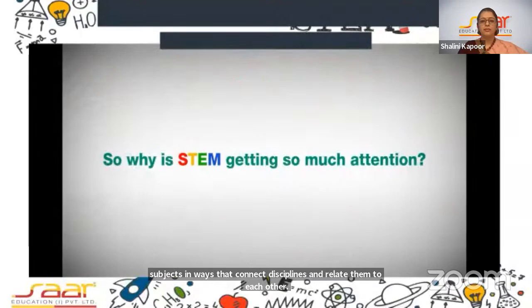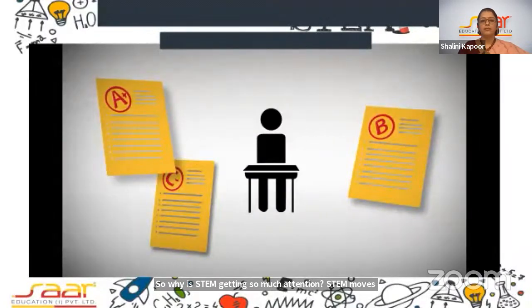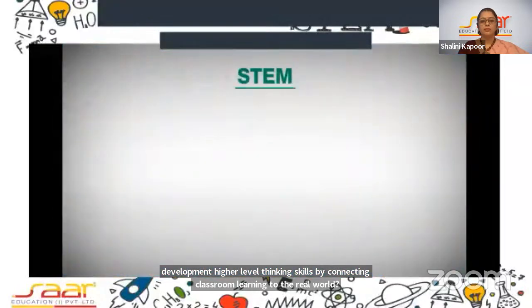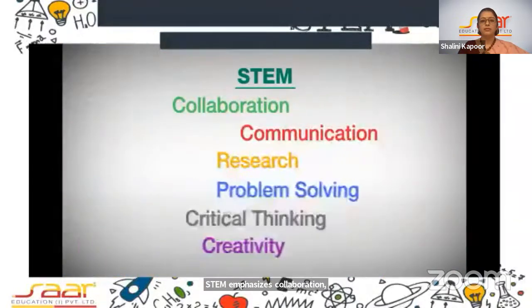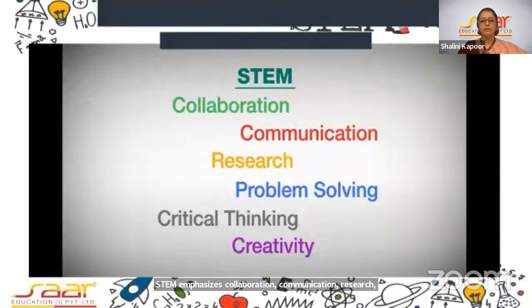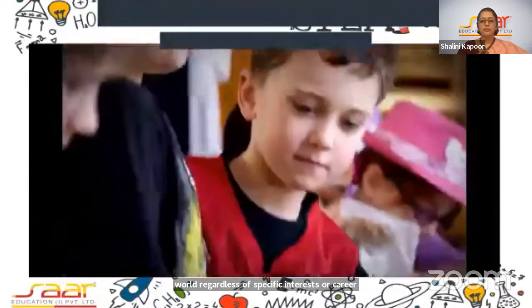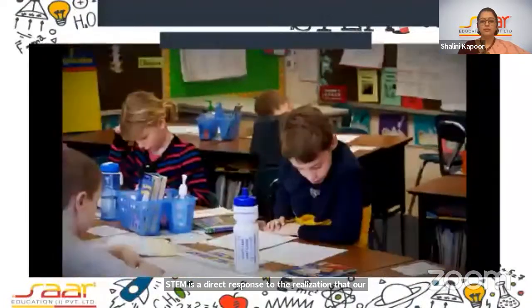So why is STEM getting so much attention? STEM moves beyond simple test performance and focuses on developing higher-level thinking skills by connecting classroom learning to the real world. STEM emphasizes collaboration, communication, research, problem-solving, critical thinking, and creativity, skills that students need to be successful in today's world regardless of specific interests or career goals. STEM is a direct response to the realization that our future will be built on our capacity for innovation, invention, and creative problem solving.